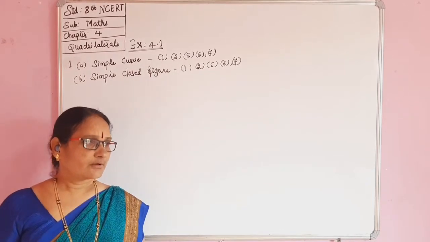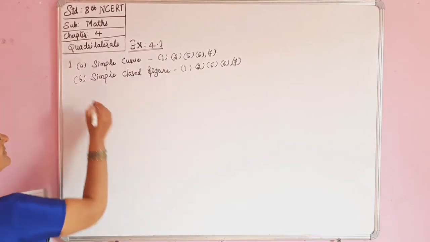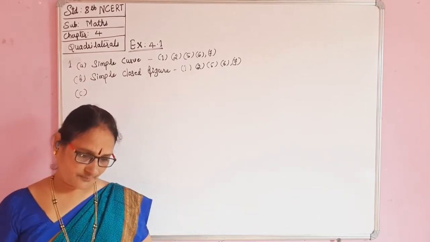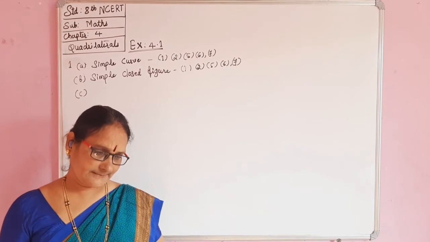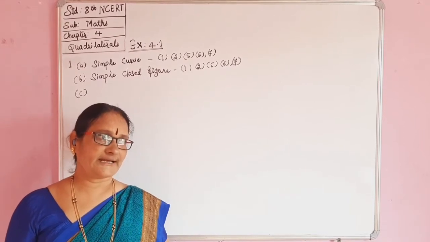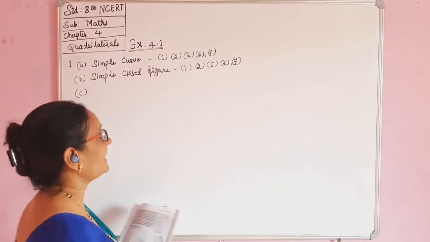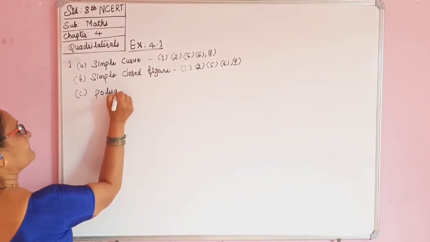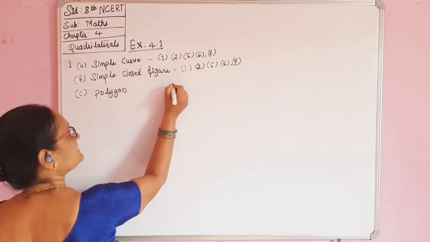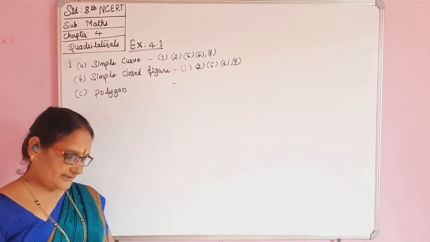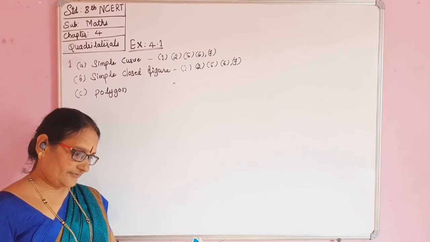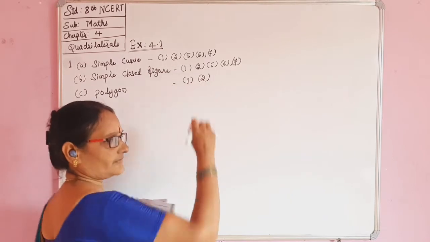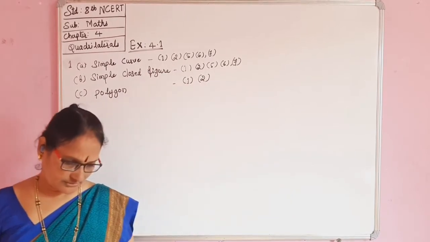Now we have to see the polygons. Which are the polygons here? You already know the definition of polygons. The first and second are polygons. Polygons means many-sided figures. In that, which are the many-sided figures? Only the first and second are polygons.